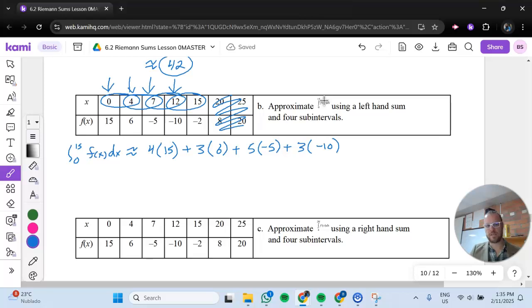Then if we put all those things together here, by putting them into our calculator, we got 60, -30, -25, -30, so that's 5, 18, 23. Okay, use your calculator if you have a hard time doing that.